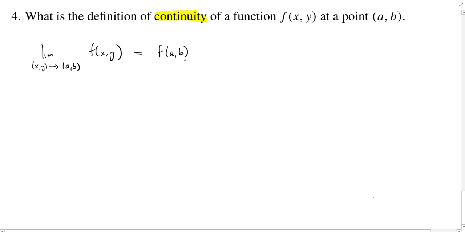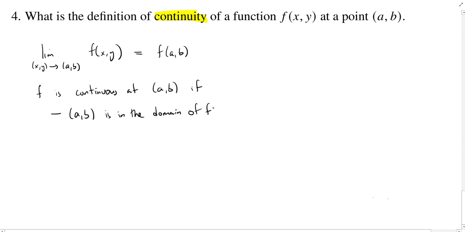All right, but it's probably worth pointing out that there's a lot of assumptions when we write down something like this. So what are the assumptions? What does it really mean? So f is continuous at (a,b) if, first thing, (a,b) needs to be in the domain of f. If it's not, you can't write down f(a,b). Okay, so that's number one.